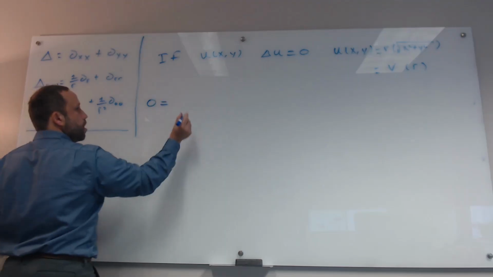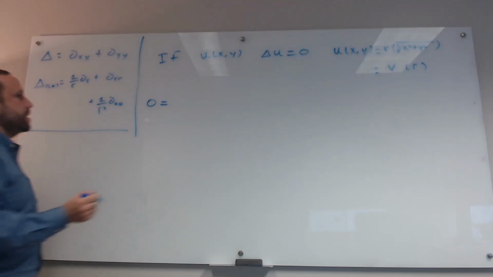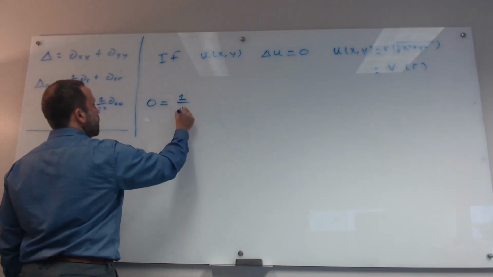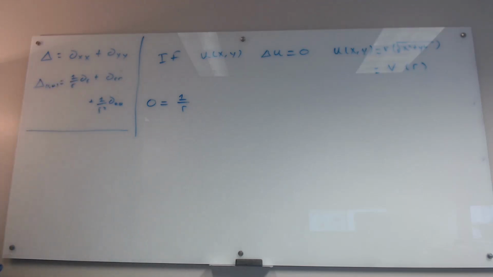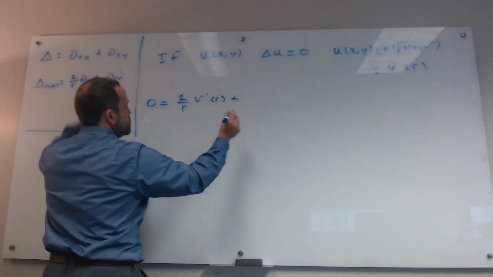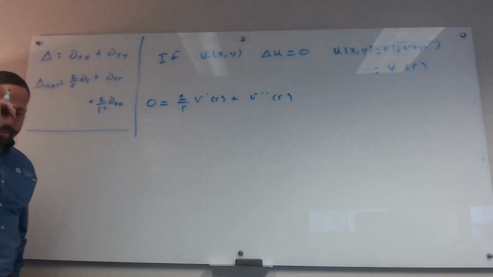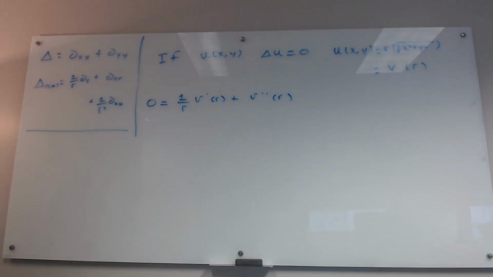So I'm going to have 0 is equal to 1 over r times the derivative of r with respect to theta. Sorry, I said the derivative of r with respect to theta. I meant to say the derivative of v with respect to r. So that's 1 over r times v prime of r, and then plus just the second derivative, v double prime of r. Okay, notice what's happened here. The double theta derivative is equal to 0 because v is only a function of r. So this term is equal to 0.